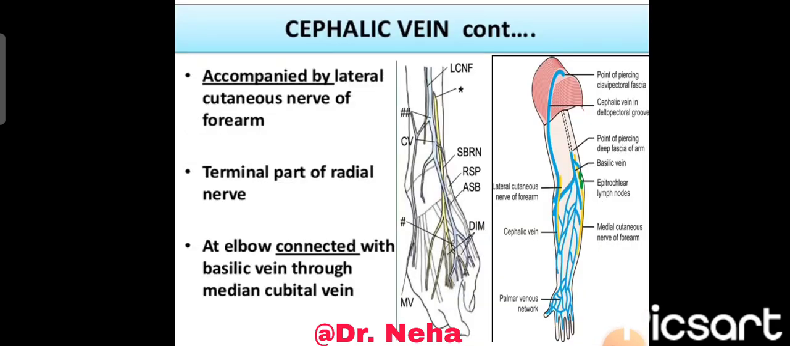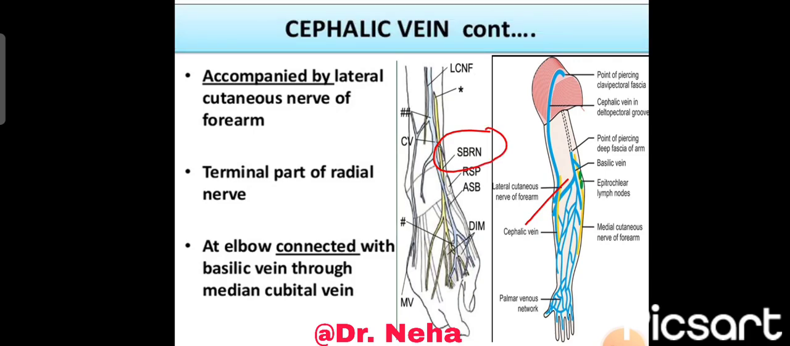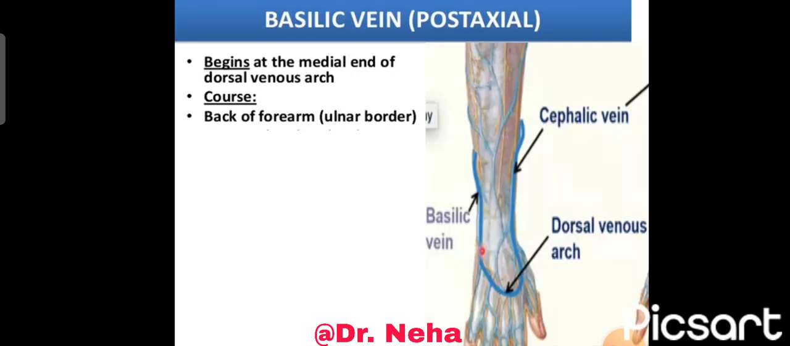The cephalic vein is accompanied by the lateral cutaneous nerve of the forearm in the forearm, and in the hand it is accompanied by the superficial branch of radial nerve. Now at the elbow it is connected to the basilic vein via median cubital vein.